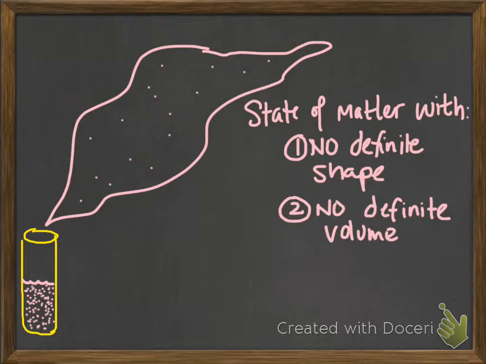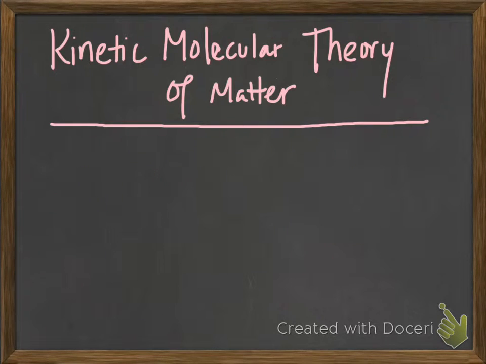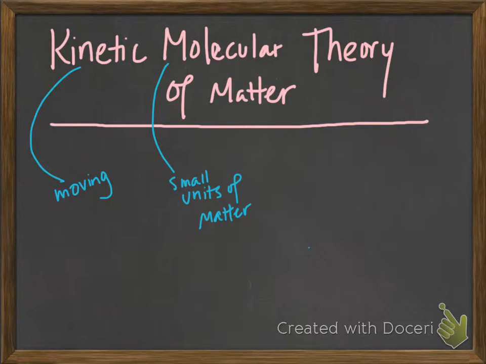Well, to talk about what a gas really is, we're going to have to talk a little bit about something called the kinetic molecular theory of matter. It sounds serious. Well, as a matter of fact, it's pretty simple. So you know that kinetic means moving. And molecular means small units of matter. And matter, well, that's just all the stuff around us.